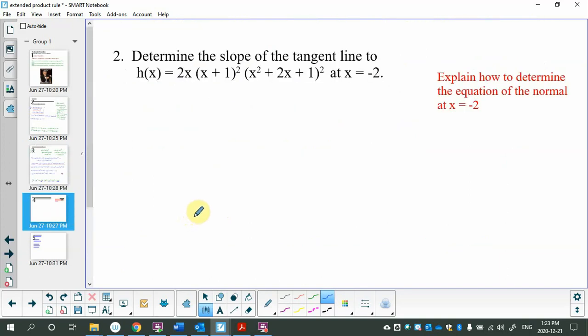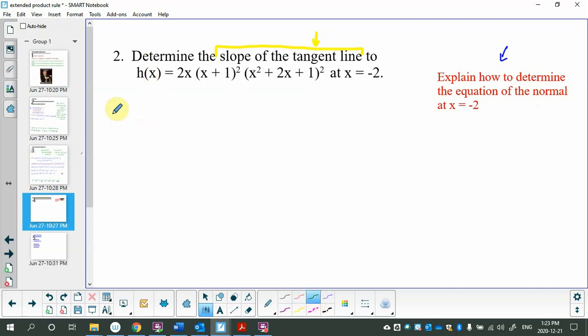All right, last question for extended product rule. Whew. So this time I'm giving it to you for a purpose. Determine the slope of the tangent line. So that word right there says, please take the derivative. So I'm going to take the derivative. I'm going to do this the way from before. And again, I can't use F, G, and H, so I'm going to go back to the P, Q, R. I'm also going to go over that again.